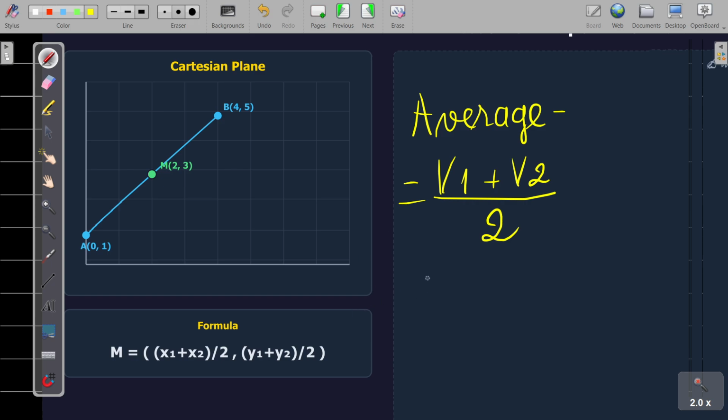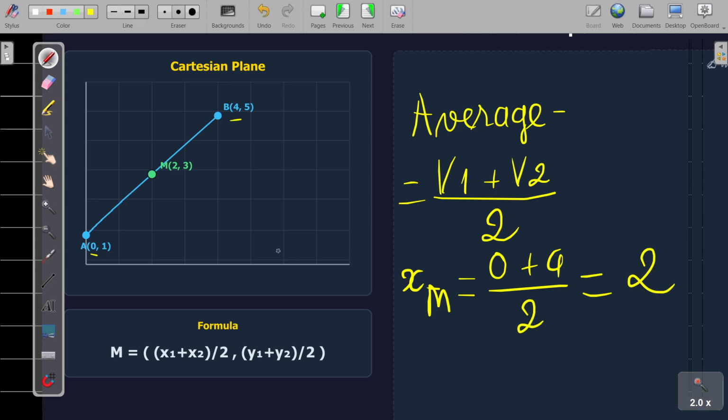Now, this means that x of middle, so x of m, I'm going to annotate it like this. It is going to be, I'm going to take the first x and take the second x. 0 is first x, 4 is second x. Divide them by 2, and I will have 2, which is already plotted here, as you can see, 2 right there. This is going to be 2 because 4 divided by 2 is 2, of course.